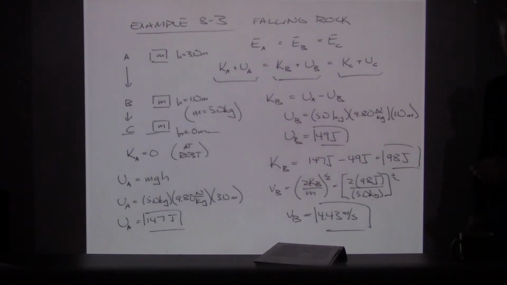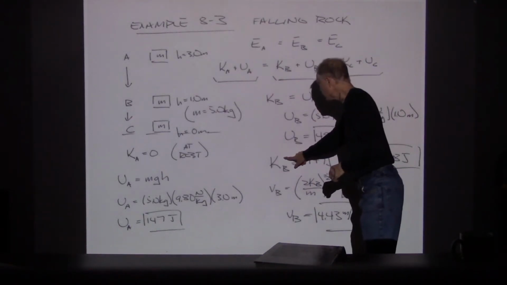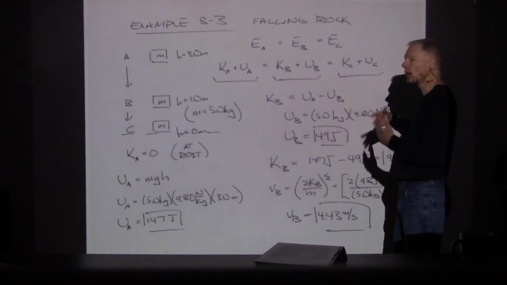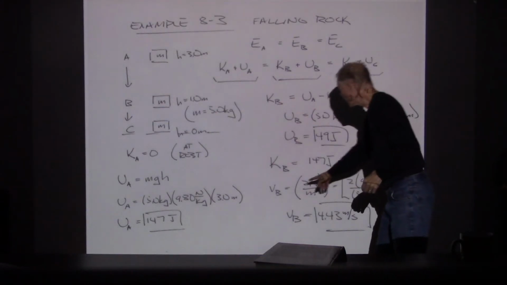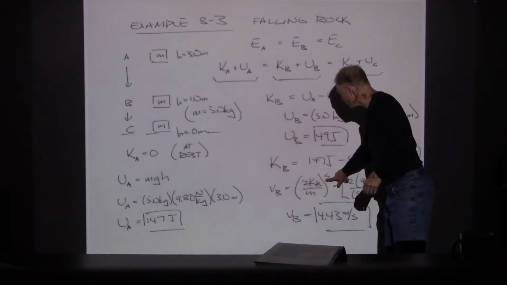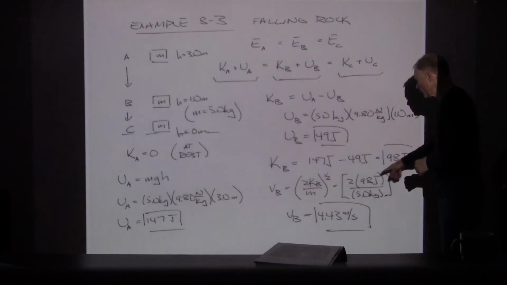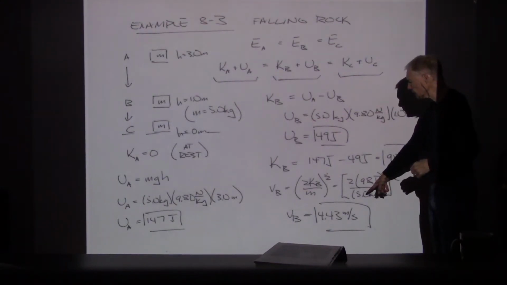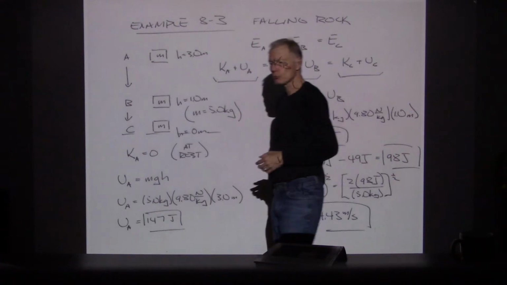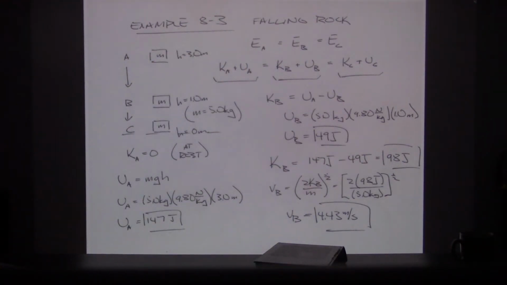2/3 of the energy is now kinetic. I can take my kinetic energy formula, which was 1/2 mv squared, and solve for v, which is the square root of 2K over m. I put in the 98 joules, and it says at point B, the rock will be traveling at 4.43 meters per second.